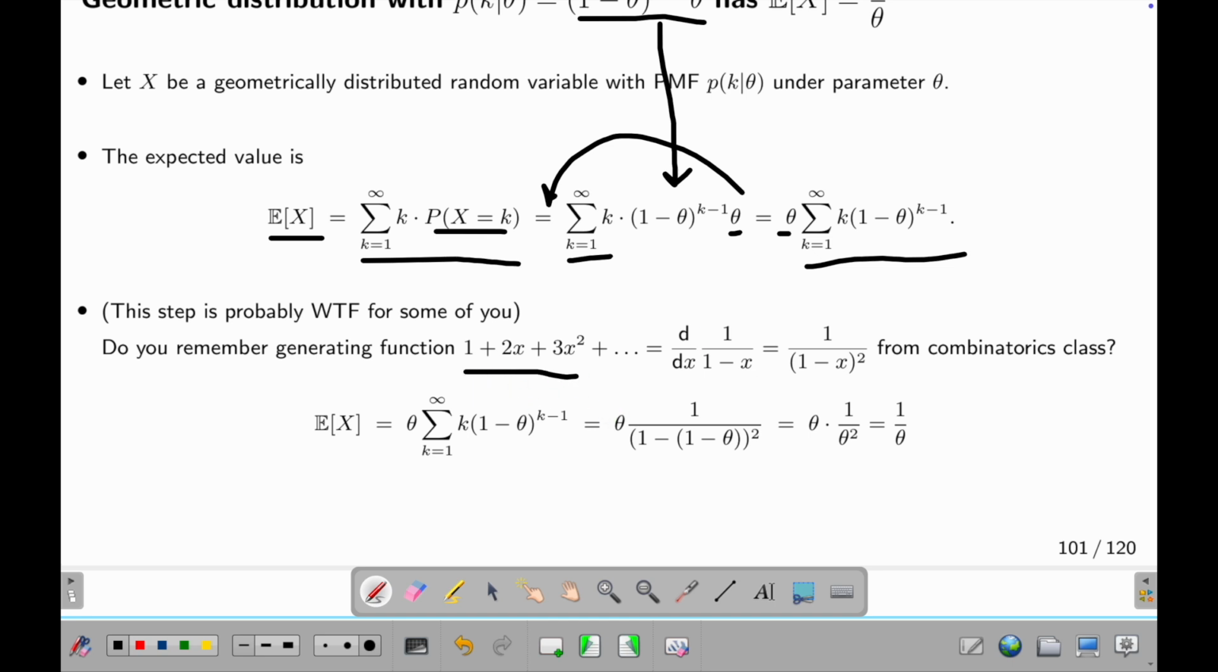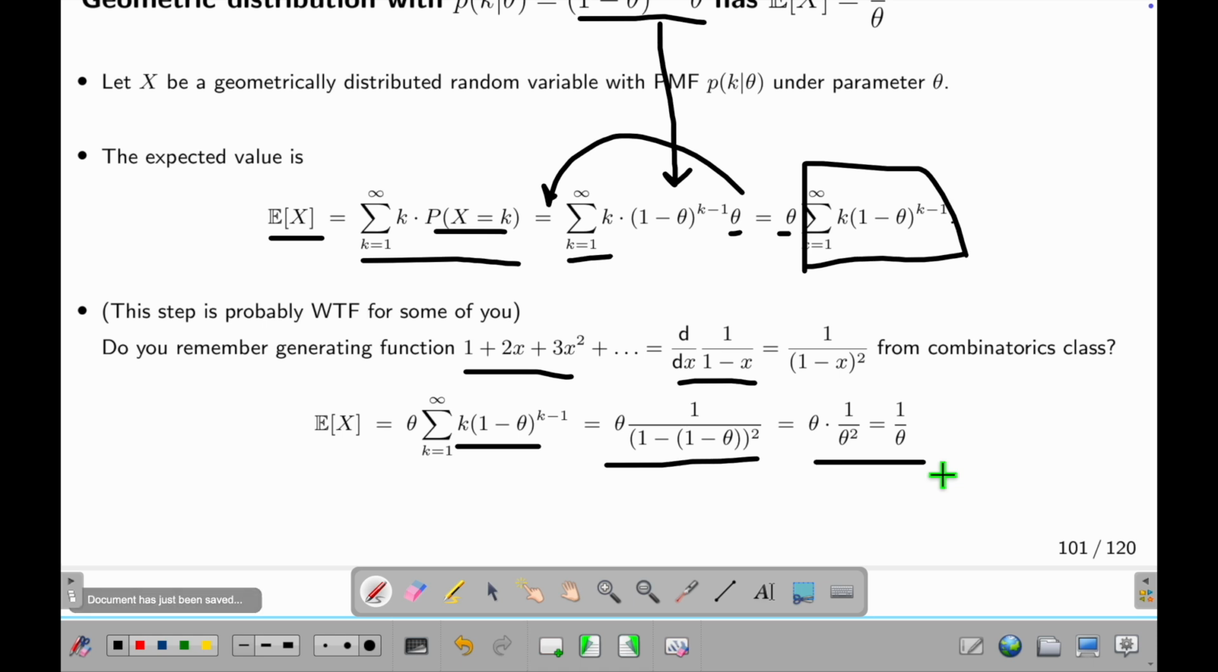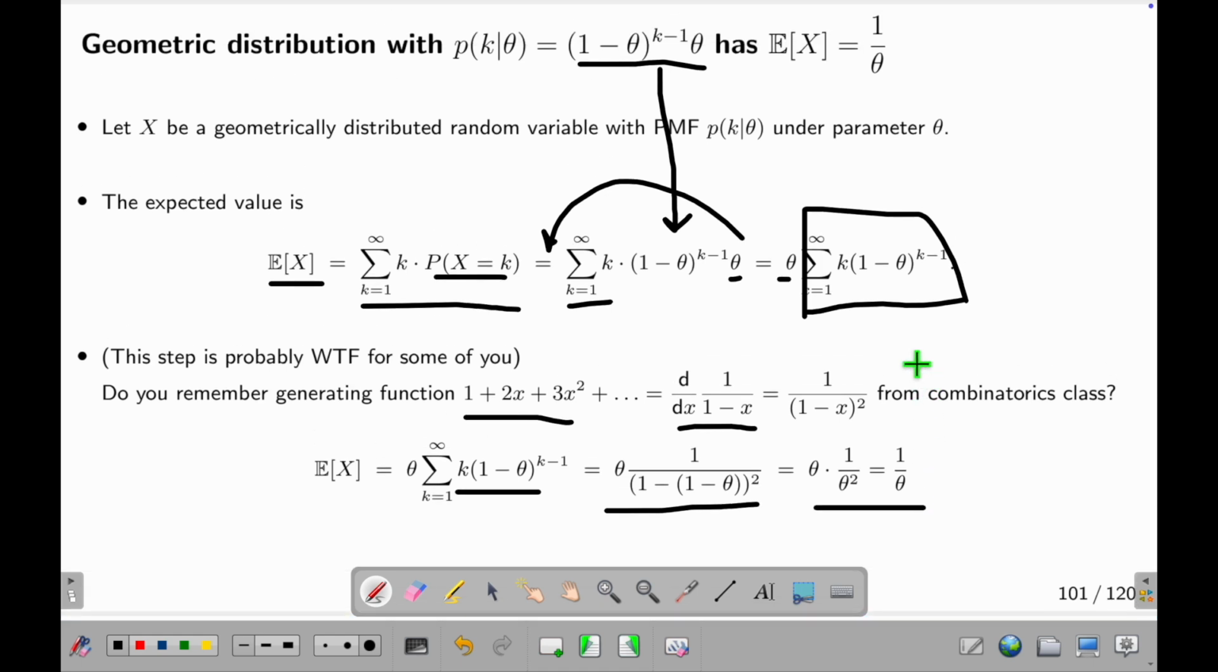Do you remember this? 1 plus 2x plus 3x squared plus ... is the derivative of 1 over 1 minus x. I have talked about this in combinatorics. What the heck is this? This is 1, x to the power 1 smaller, 2, x to the power 1 smaller, 3, x to the power 1 smaller. So this thing is exactly this underlined thing. So therefore I have this thing. So therefore, yes. If you don't see this, it doesn't matter. I'm not going to ask you to prove this kind of thing. As I said, this thing belongs to combinatorics. Probability, I'm not going to make it crazy.